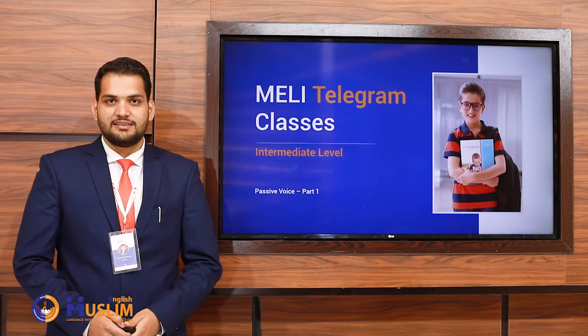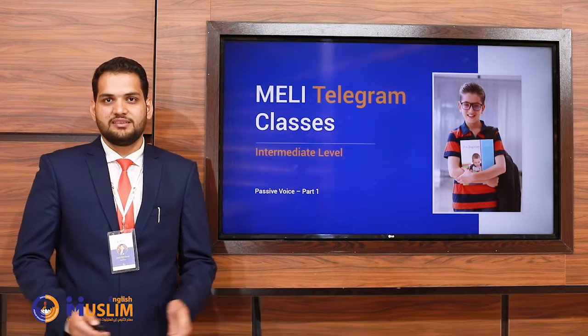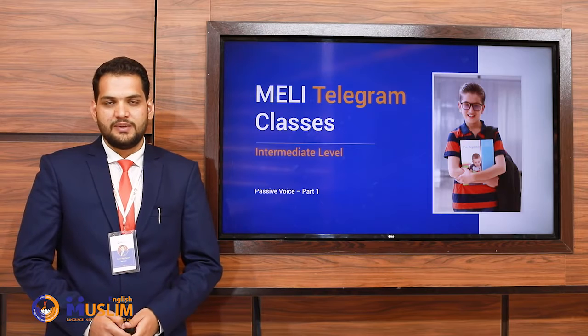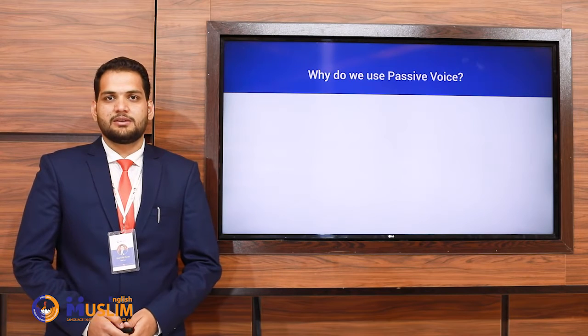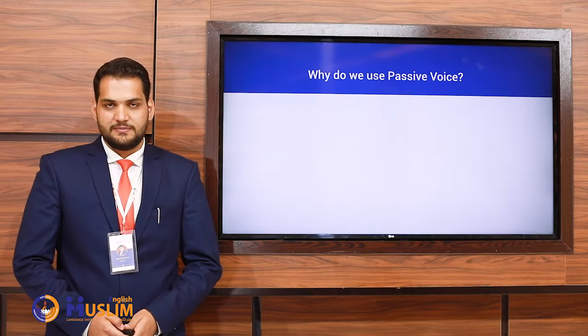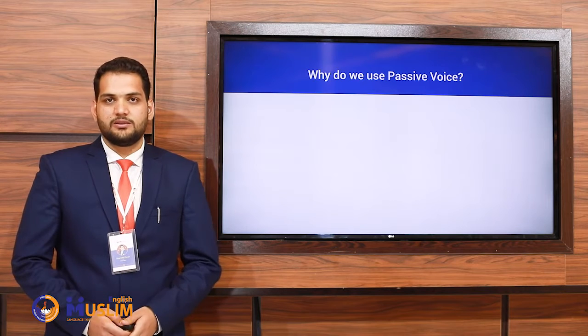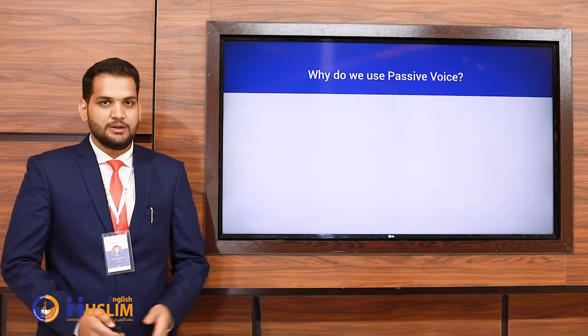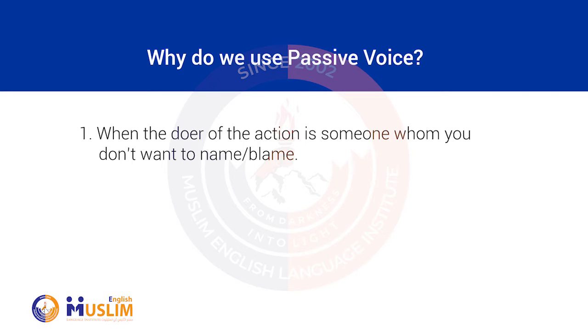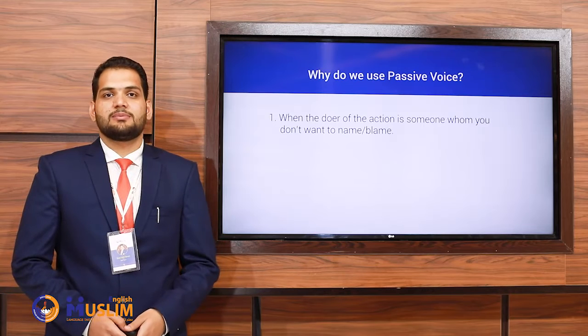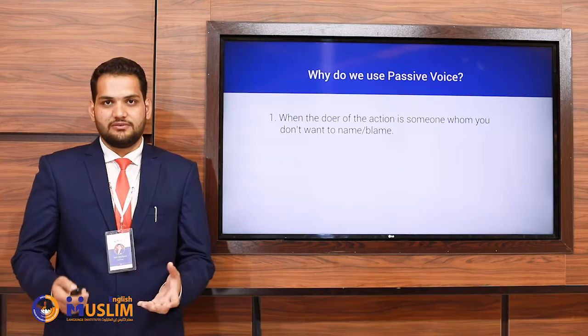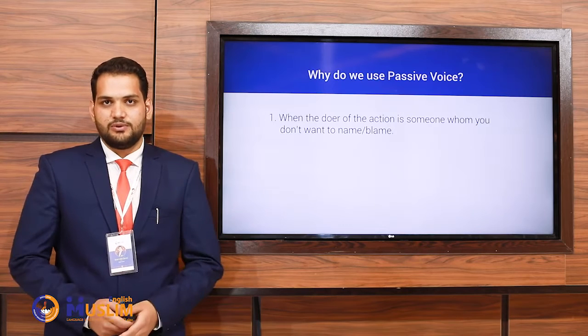This is the grammar lesson on passive voice for intermediate level, part 1. In this lesson, we're going to talk about the reasons of using passive voice. There are 4 reasons why we use passive voice. Number 1, when the doer of the action is someone whom you don't want to name or blame. Sometimes when you don't want to talk about the doer of an action or the subject of an action, we can use the passive voice.